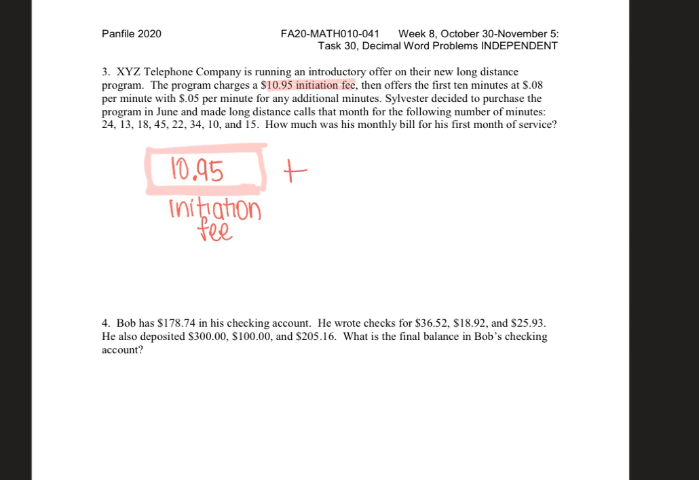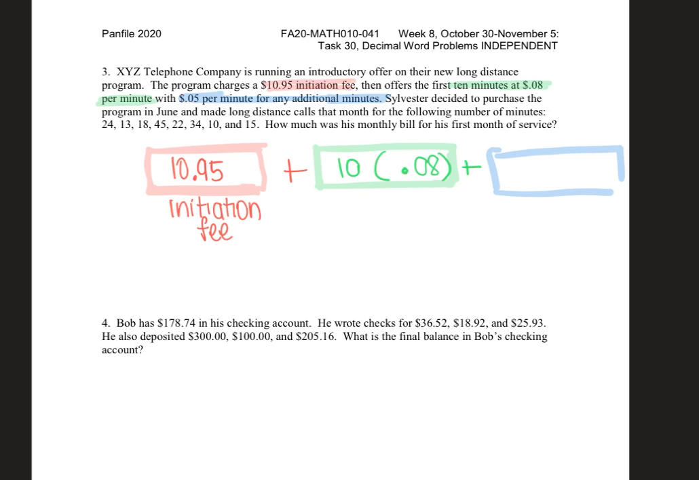We're going to add to that the first 10 minutes at 0.08, or 8 cents per minute. So they're saying 10 minutes, but we're going to multiply it by 0.08. And then we're going to add to that. The last thing is that it's 0.05 per minute for any additional minutes.